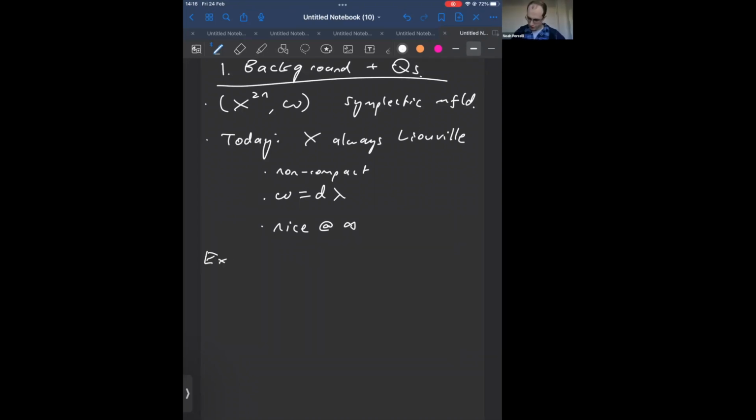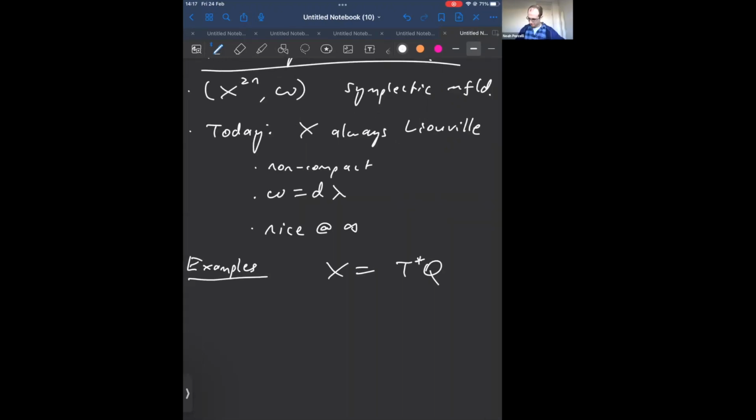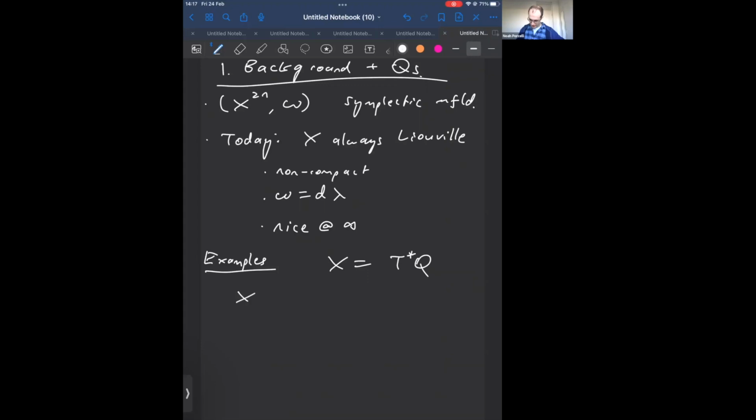So the main examples we care about are if X is the cotangent bundle of a closed manifold. This is one of the principal examples that's of interest. Or if X is a plumbing of cotangent bundles of closed manifolds. Maybe we can have three plumbings. Or any smooth complex affine variety.